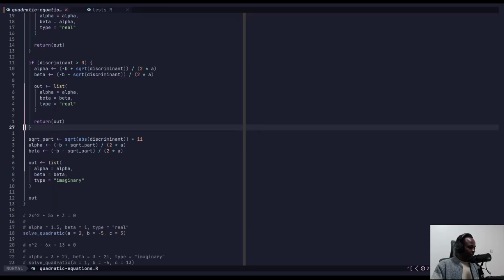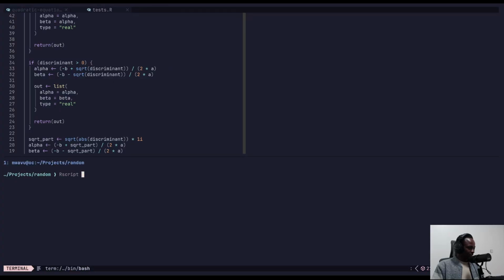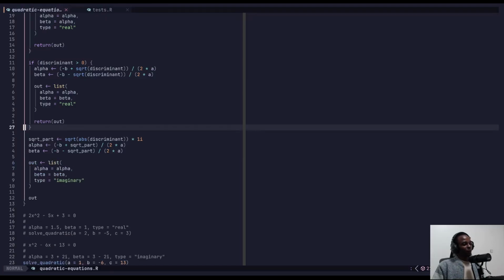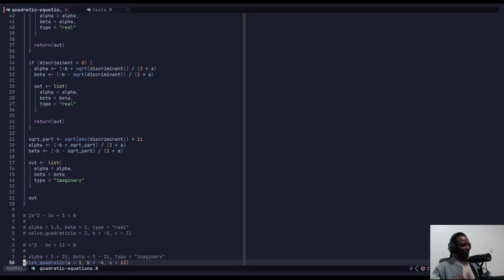Let's also try the imaginary example. So let's fire up the terminal and then we run that. So Rscript quadratic equations, and we get 3 plus 2i, 3 minus 2i, and the type is imaginary. Okay, yeah, we got it. Actually, the first time I implemented this, which was like an hour ago, I didn't get it right. I'm getting it right because it's something I have already done. So don't get too excited. Anyway, that's it about the tests.